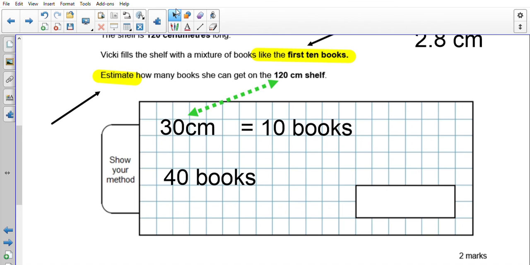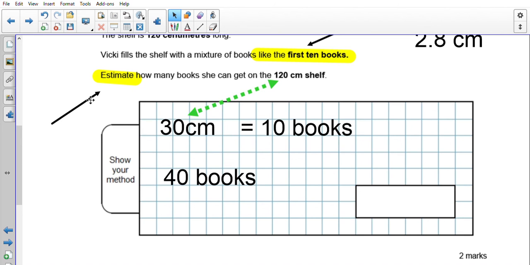Okay, you can of course work this out by doing 120 divided by 2.8, and you can work that through, and that will give you an answer of 42.86 if you round it, or 42.9, but then obviously you can't get 0.9 of a book on there, so if you rounded that up to 43, you still get the answer there. You can of course do 120 divided by 28, and then multiply it by 10 to get that back up and get a similar answer there as well.